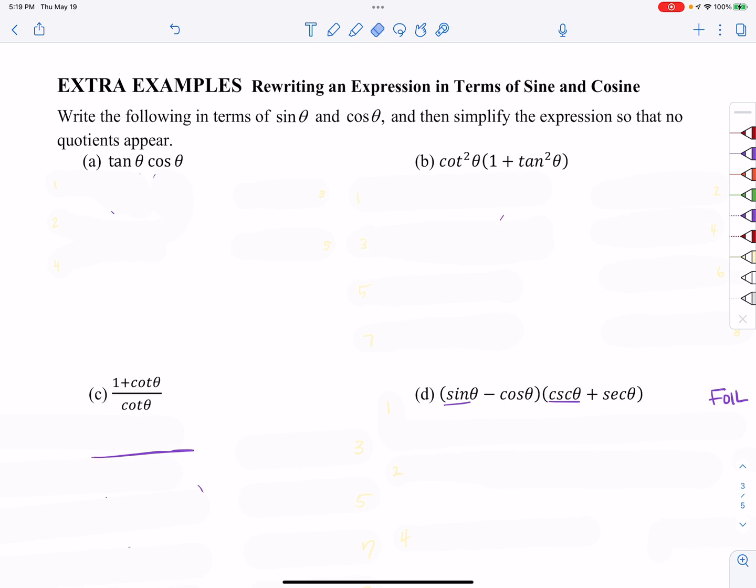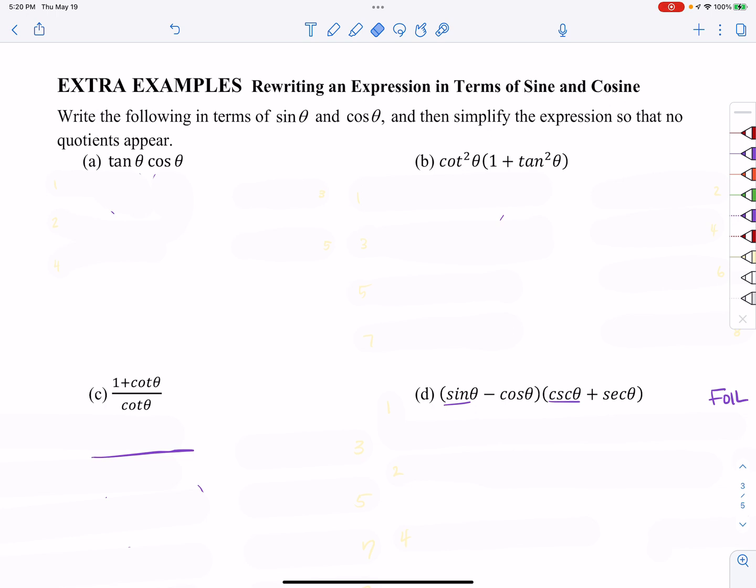Now, please understand, folks, this is one of these sections that I look very heavily at the work that you write down for your test. So make sure that you don't skip steps on these. I need to be able to see what you're doing.